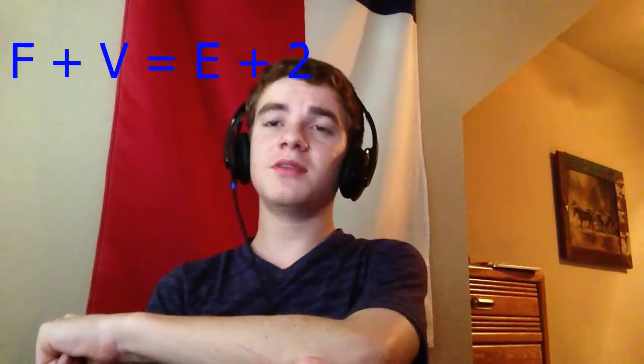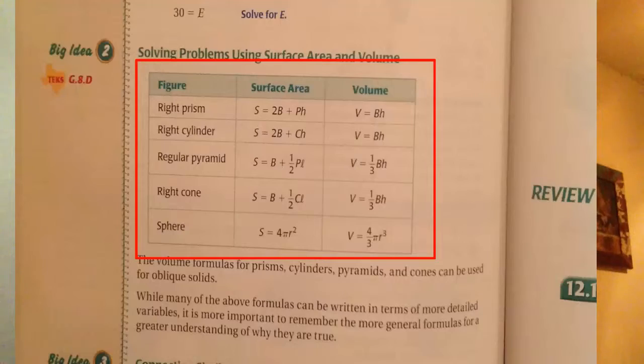Chapter 12, Surface Area and Volume of Solids. Our last chapter! Woohoo! We got our Euler's theorem, F plus V equals E plus 2. F stands for faces, V for vertices, E for edges. Then we got our surface area formulas and volume formulas. And by the way, the volume formulas for prisms, cylinders, pyramids, and cones can be used for oblique solids.